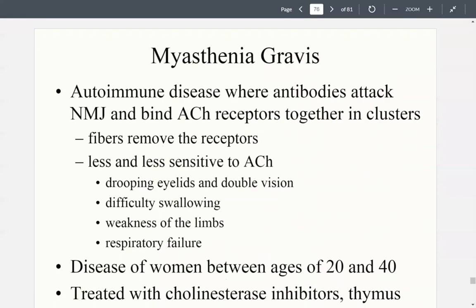Myasthenia gravis is an autoimmune condition. So autoimmune conditions are when, for reasons we are still working on, the body stops identifying cells that do belong as belonging. And they will typically attack them in set patterns, and these patterns are given various disease names. This particular one is in response to myasthenia gravis, where your body, specifically the antibodies, attack the neuromuscular junction and bind to the acetylcholine receptors in clusters. These fibers are going to remove the receptors, causing the individual to become less and less sensitive to acetylcholine.